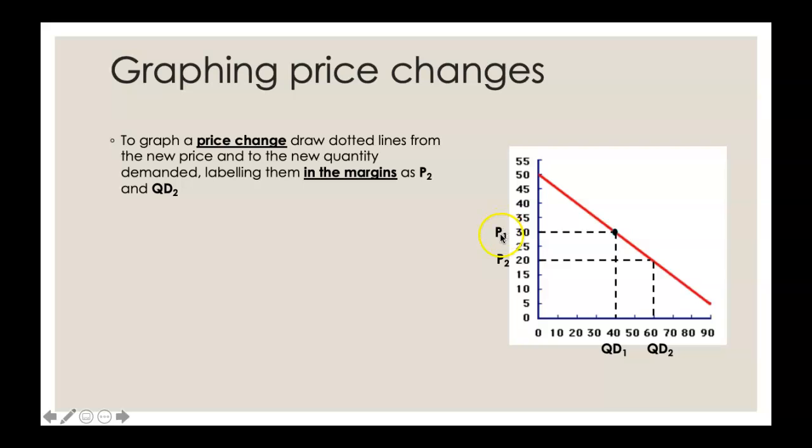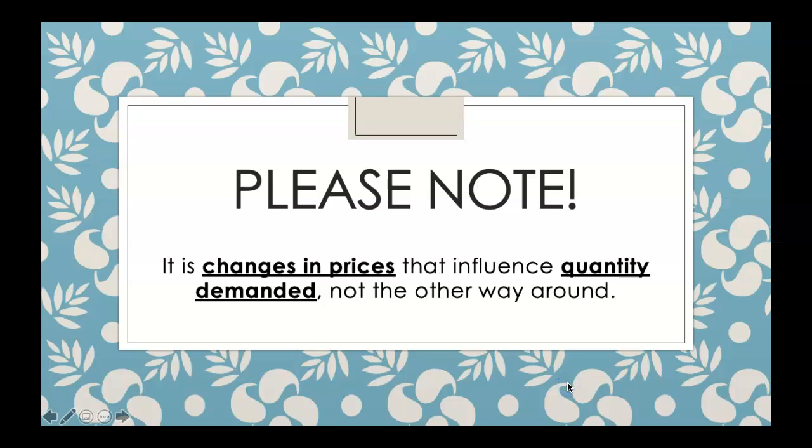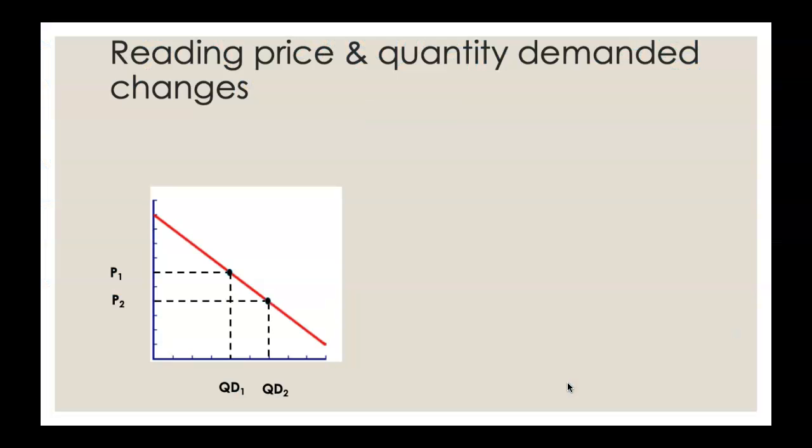So we can see the price went down because we went from this price to this price, and that's how the small numbers help. And we see that due to the price going down, quantity demanded went up, increased, just as the law of demand indicates it would. Please note, it is changes in price that influence quantity demanded, not the other way around. A change in quantity demanded does not necessarily incur a change in price. Although a change in demand does, but that's a whole different conversation.